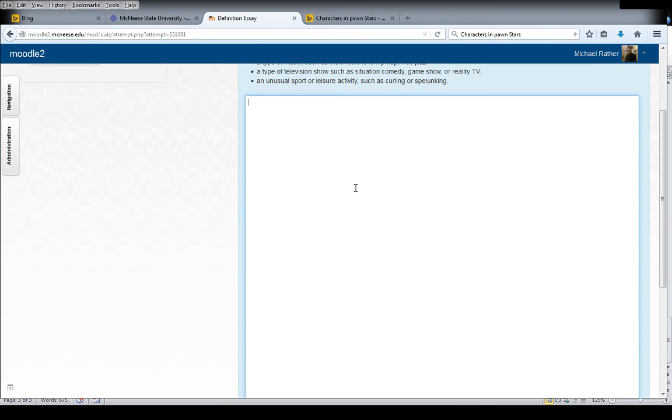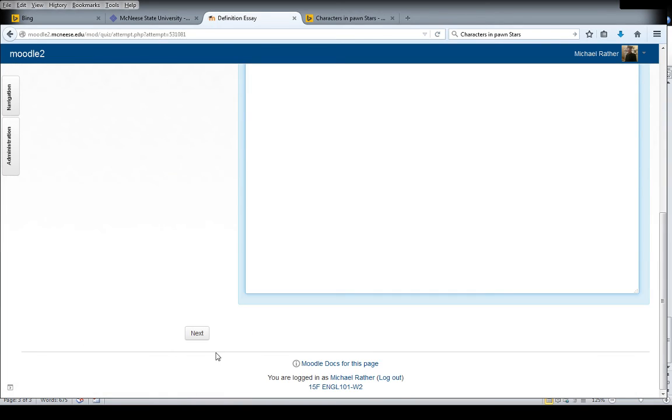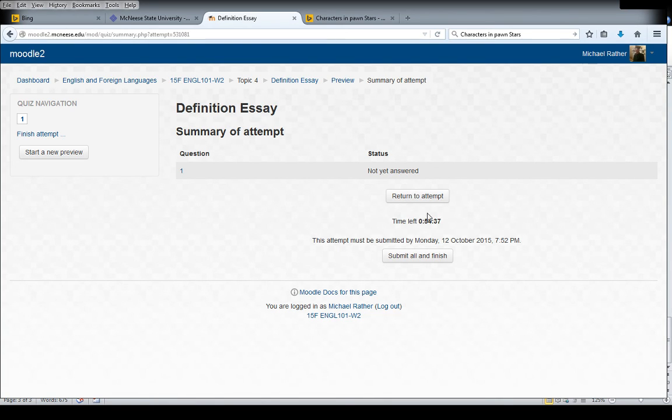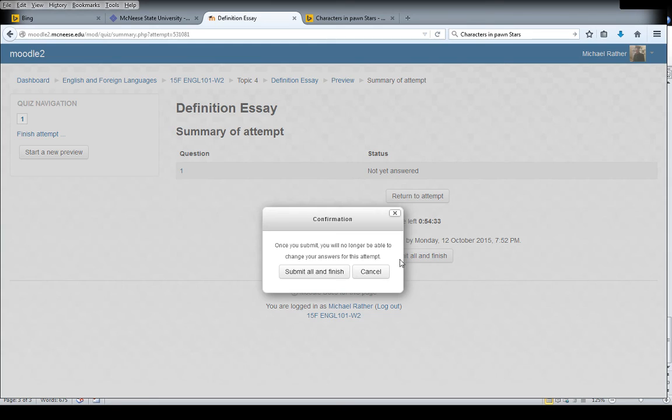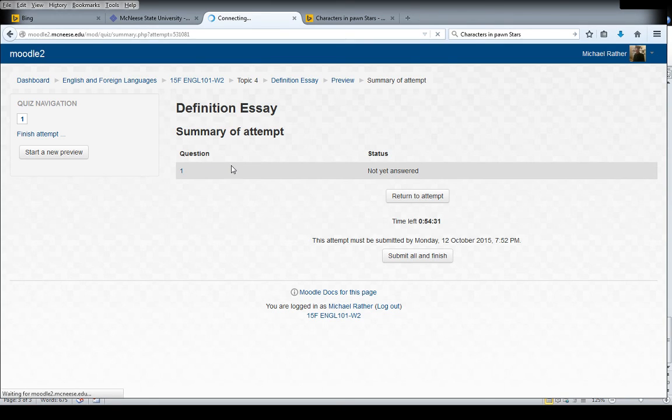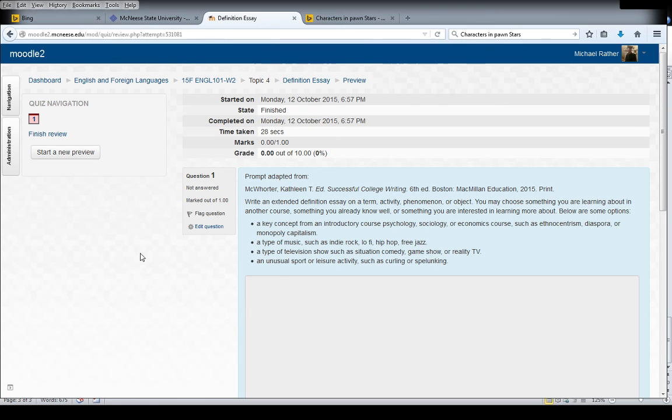But remember, you don't have to cite. So try to do as much pre-writing as you can ahead of time. And then once you submit it, you can return to the submit if you still have some time left. You can submit all and finish. And that will be that. And then you can start working on the next module.